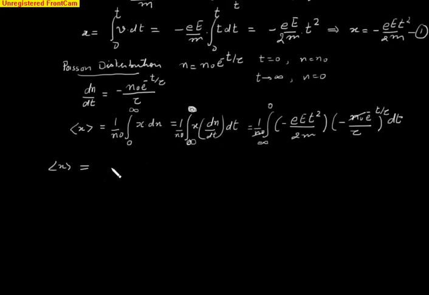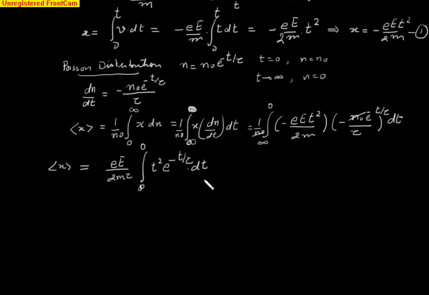We get the average distance traveled will be equal to, we take E and this E common, minus minus will become plus, so we get E times electric field divided by 2m times tau, and inside the integration from infinity to 0, what we get is only t square times exponential of minus t divided by tau dt.